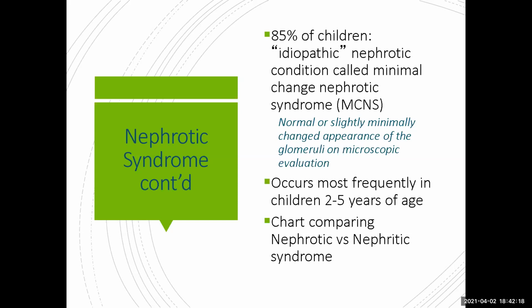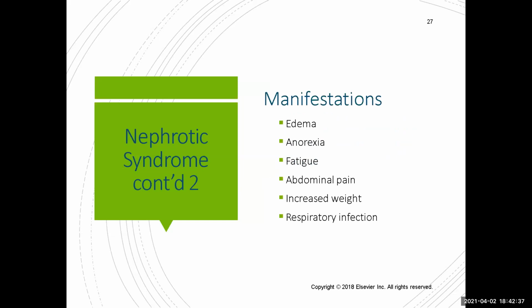The second part, the reason for nephrotic syndrome, occurs after or is associated with any kind of glomerular damage from a known cause, or congenital nephrotic syndrome, which is an inherited disorder. Manifestations: edema, anorexia, fatigue, abdominal pain, increased weight, and respiratory infection.